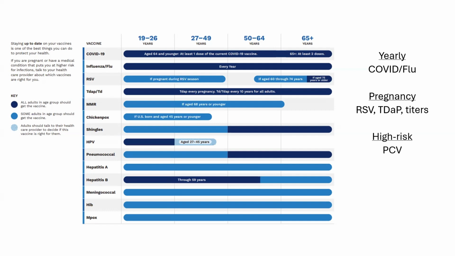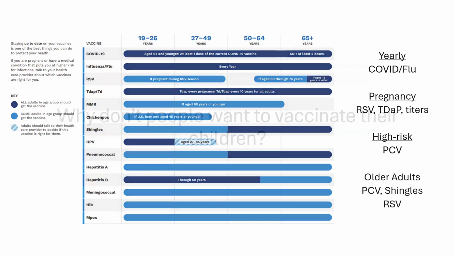High-risk patients who have multiple comorbidities or immunocompromising conditions will get the pneumococcal conjugate vaccine, or PCV. The most common indications I see for this are respiratory conditions, diabetes, and HIV. Finally, older adults all get the pneumonia vaccine. They should also get the shingles vaccine, both of which are now recommended to start at age 50. And adults also get an RSV vaccine, either at 60 or 75, depending on their risk level.